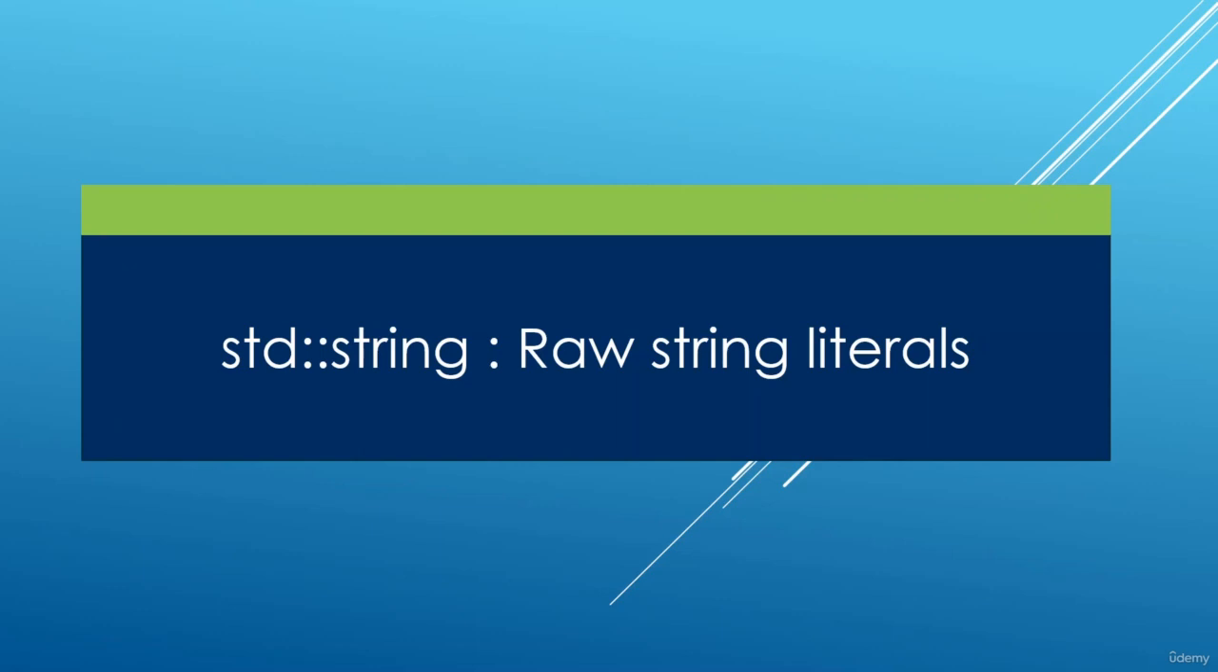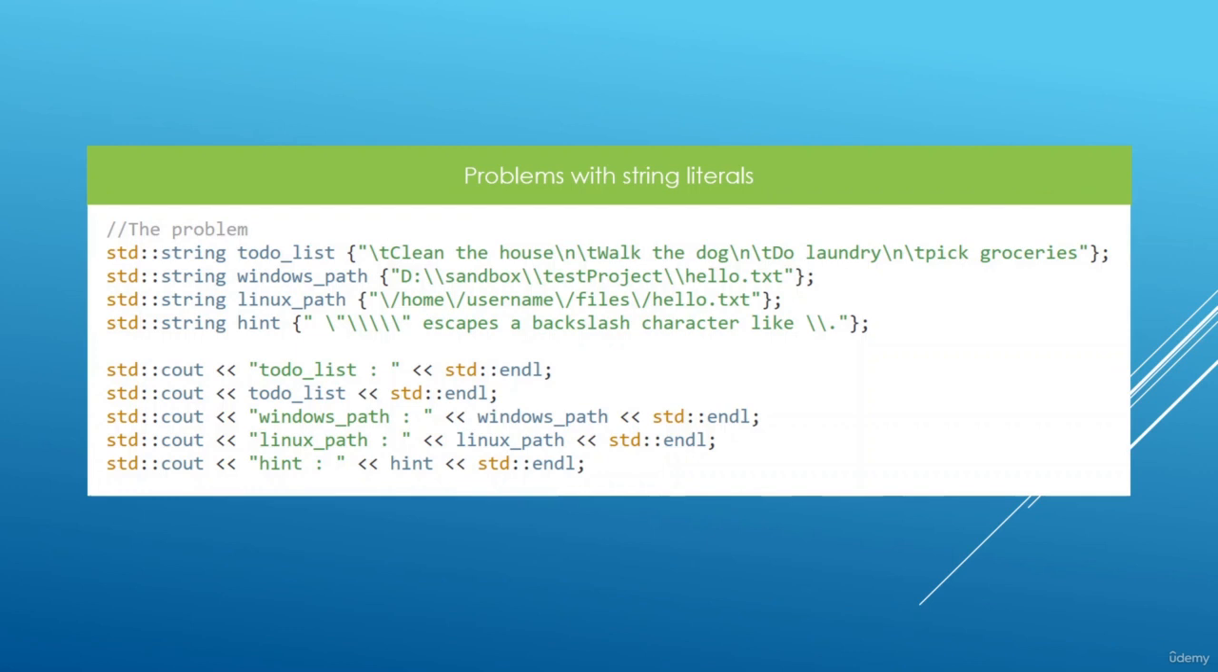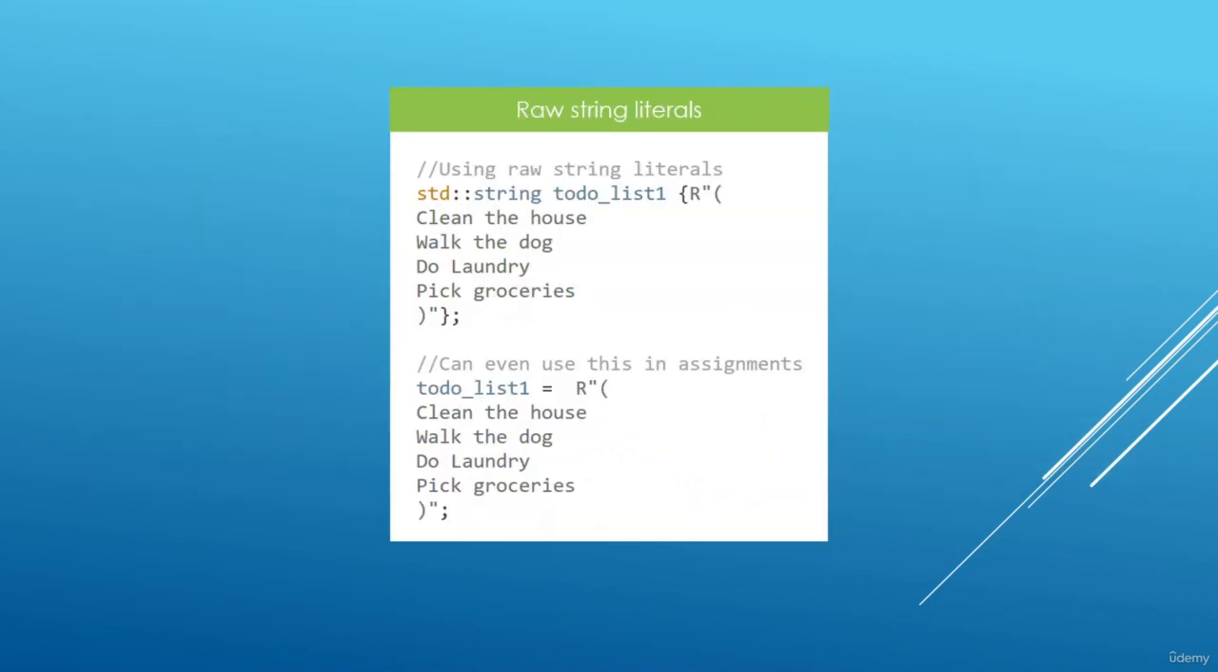In this lecture, we're going to learn about raw string literals. This is a technique we have in C++ to avoid ugly escape sequences like this, and I have this handled by the compiler. And the syntax we use is something like this. For example, we have our string here, which is called to-do list.